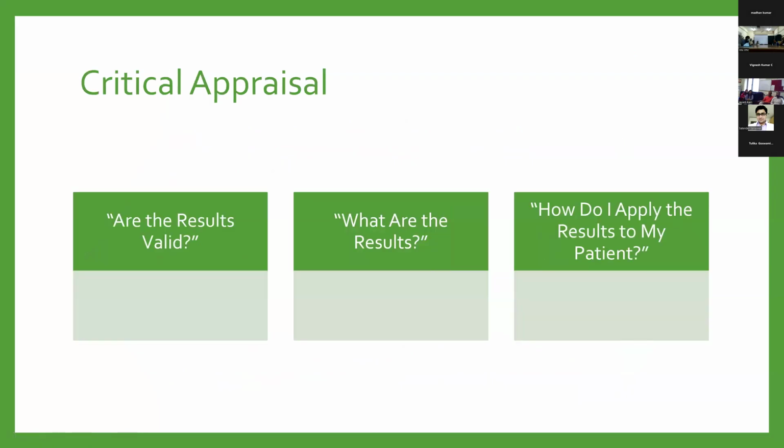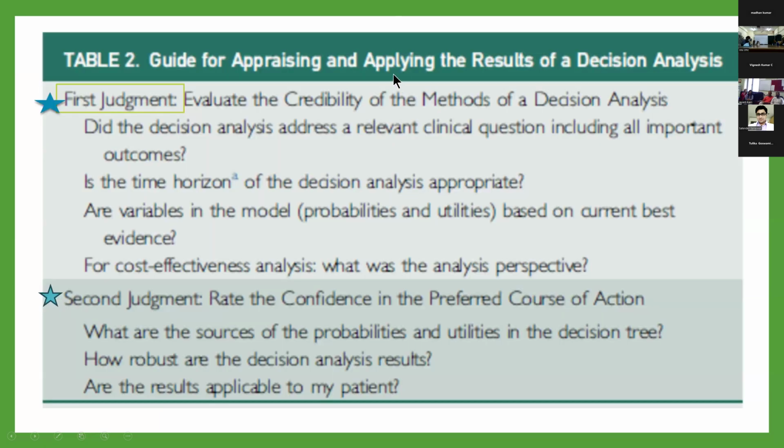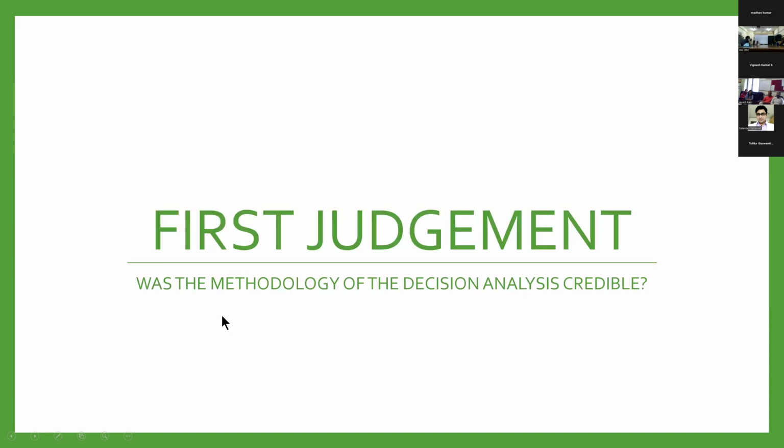So for critical appraisal, we'll go through 3 parts. Are the results valid? What are the results? And how do I apply the results to my patient? This is actually there in the CASP questionnaire, which we are familiar with. To do this study, the first 2 are put in first and second judgment. So we will look at the first judgment in detail, then the second judgment, and then how it is applicable. The first judgment question is, was the methodology of the decision analysis credible?